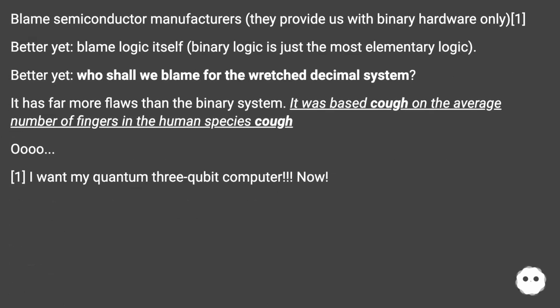Blame semiconductor manufacturers, they provide us with binary hardware only. Better yet, blame logic itself. Binary logic is just the most elementary logic. Better yet, who shall we blame for the wretched decimal system? It has far more flaws than the binary system. It was based on the average number of fingers in the human species. Oh, I want my quantum 3-qubit computer now!